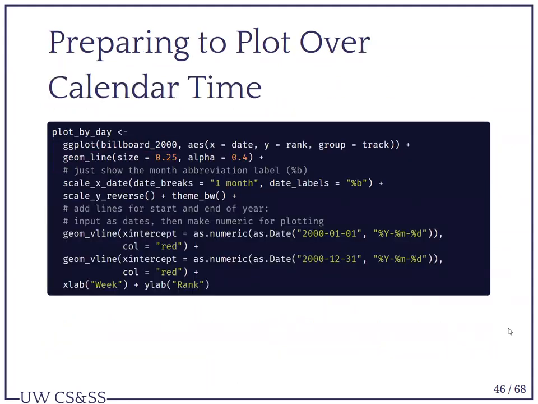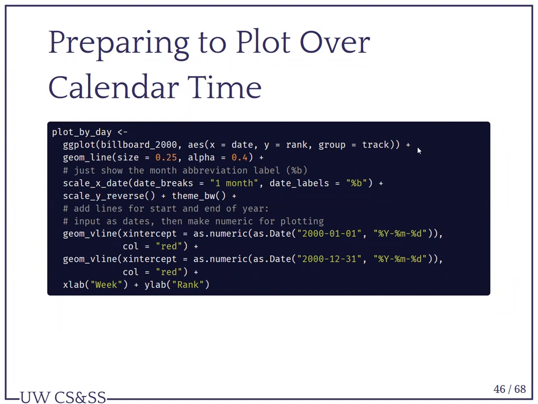So now we can prepare to plot over calendar time instead of just the amount of weeks that a particular track was on the Billboard Hot 100, like in our last plot. So now we're going to create our plot by day, where on the x-axis we have the date, which we've assumed is just going to be a week from the date entered for as many weeks as a particular song is on the chart. Y is going to be our rank, group is going to be our track.